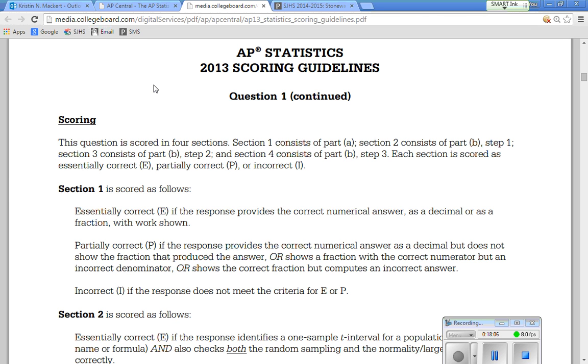No. Fraction only is perfect. But if you did decimal only, then it's a P. That's what they're telling me. It's not showing me that you knew what you were dividing by, I guess, showing the work.